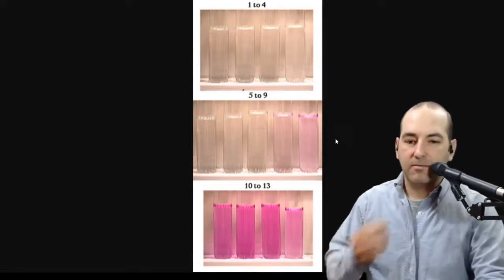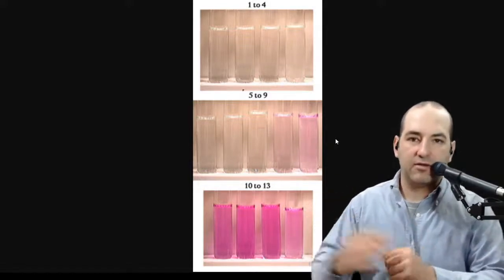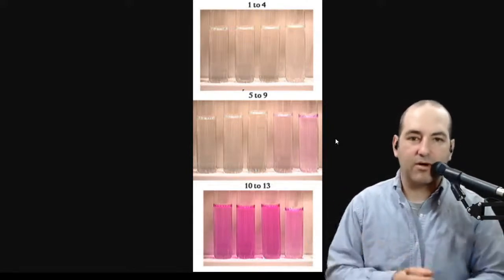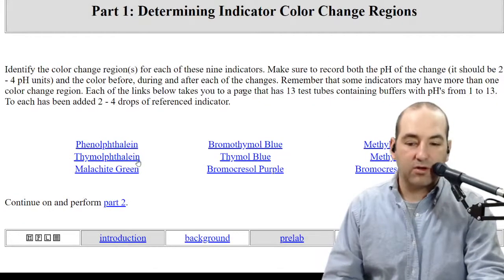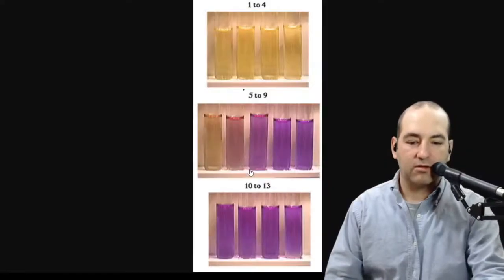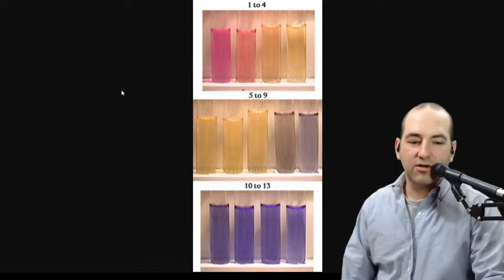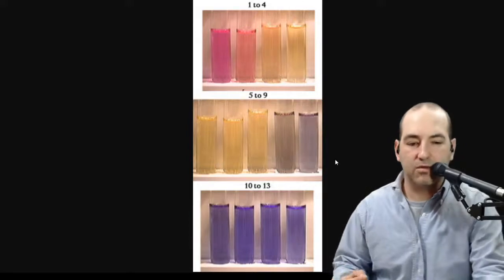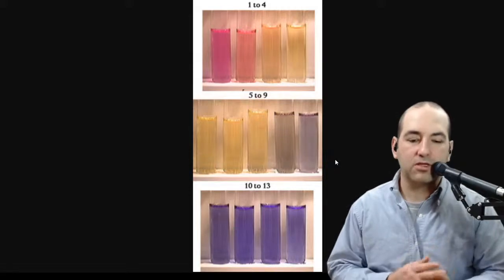So you can make a little table that says indicator, color change, and color change range, or something like that. You can set that up however you want, just something that makes sense. Some of the indicators have multiple ranges. Not that one. Hold on, let me find one. Yeah, that's what I was looking for. So you can see here that there are 2 different color change regions, one up here and one up here. In that case, your table might have 2 different regions or pH ranges where you see color changes.